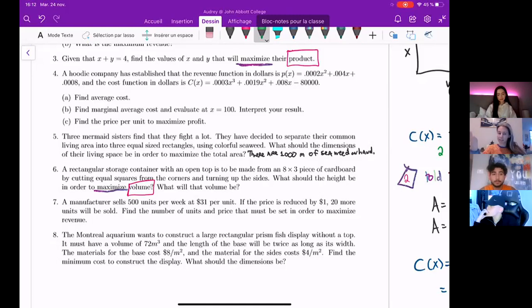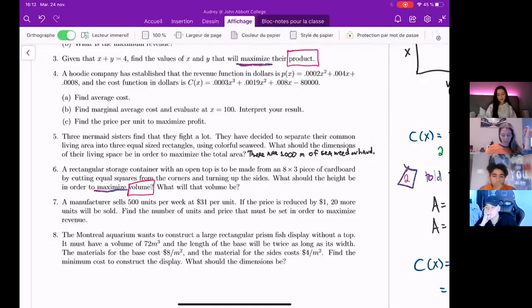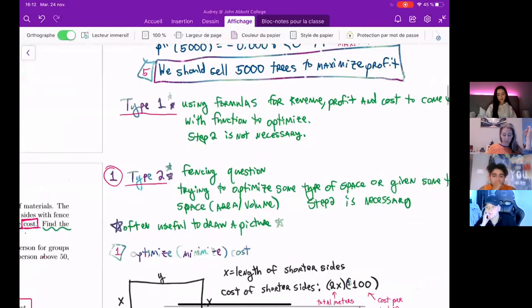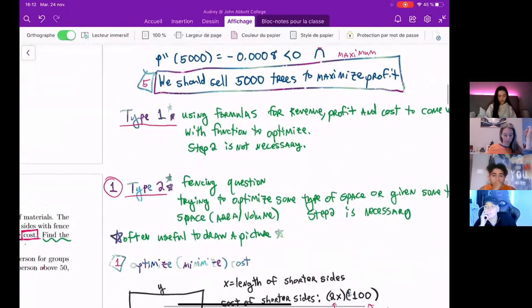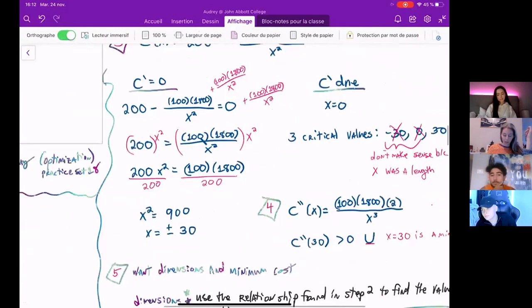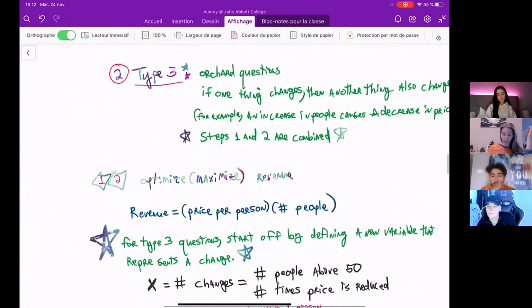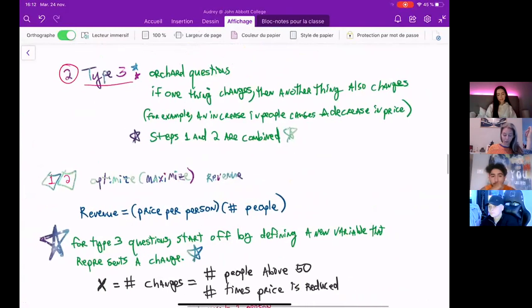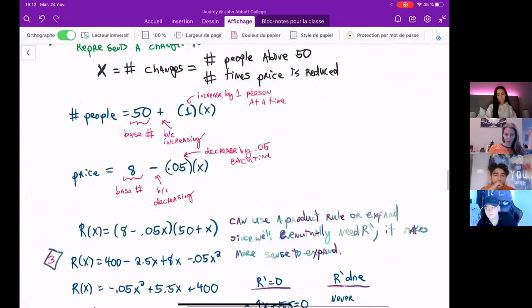So what do you guys think? Is it type 1, type 2, type 3, type 4? Just to remind you guys: type 1, using the formulas. Type 2, the fencing question. Type 3, our orchard questions, where one thing changes and another thing also changes. And type 4 was everything else.